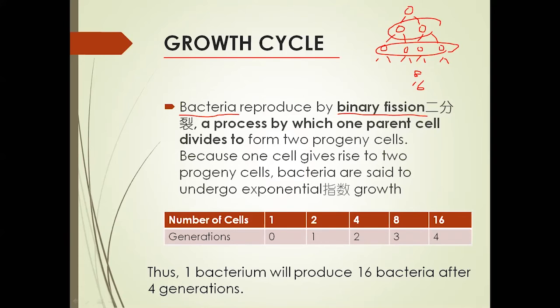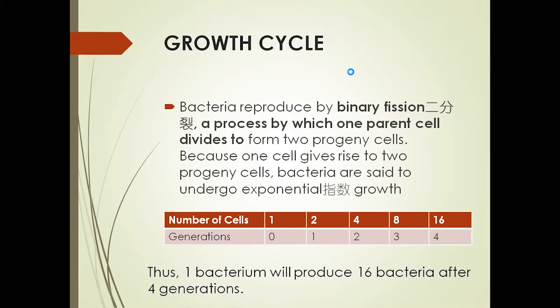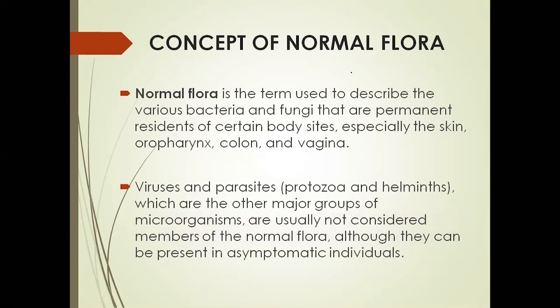So that's cell division. In this way, cells grow pretty fast. That's why it causes people illness pretty fast. So that's what we say happens naturally.